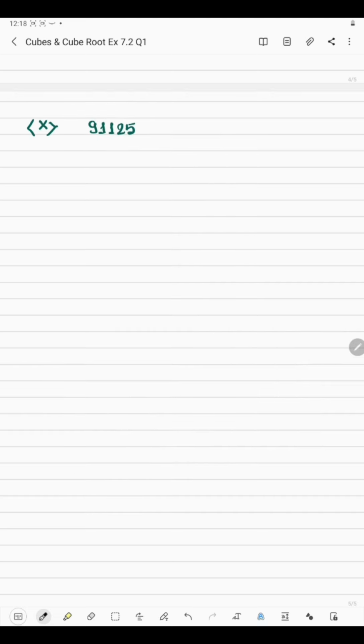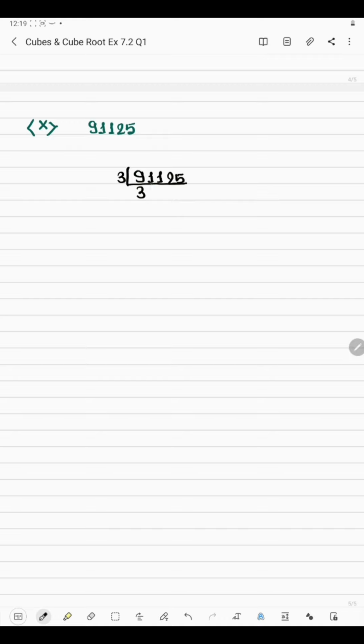Now the last one is 91125. Here the last digit is 5, so it will be divisible by 5. And let's check whether it is divisible by 3 or not. 9 plus 1 is 10, 10 plus 1 is 11, 11 plus 2 is 13, 13 plus 5 is 18. So it will be divisible by 3. So we'll start with 3.